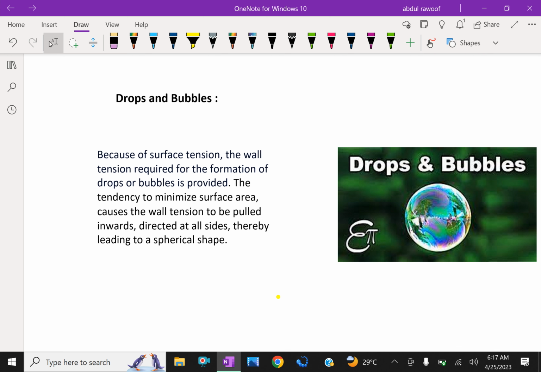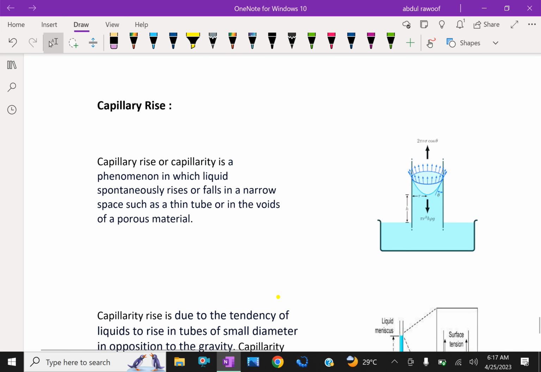Next, capillary rise. One consequence of the pressure difference across a curved liquid-air interface is the well-known effect that water rises up in a narrow tube in spite of gravity. The word capilla means hair in Latin. If the tube were hair thin, the rise would be very large. That means if the diameter of the hole inside the tube is very small, then the rise will be more.